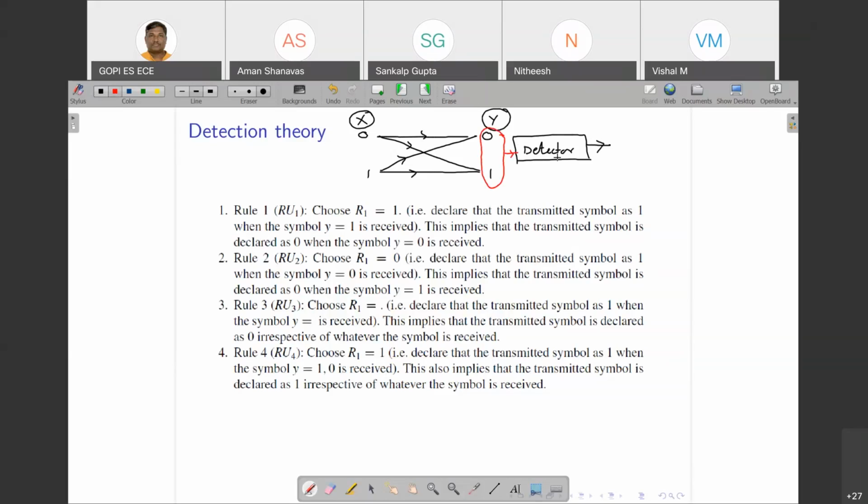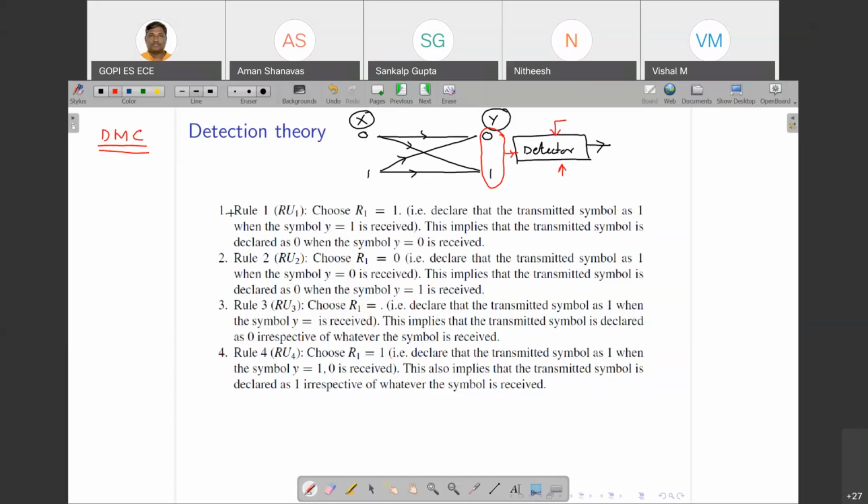The detector's job is to check whether I can treat that 0 as 0 as such, or whether we have to invert it, right? So we need to have some rule for this detector. Because it is simple binary data, and it is going to be a discrete memoryless channel, what are the possible rules I can impose for this detector?